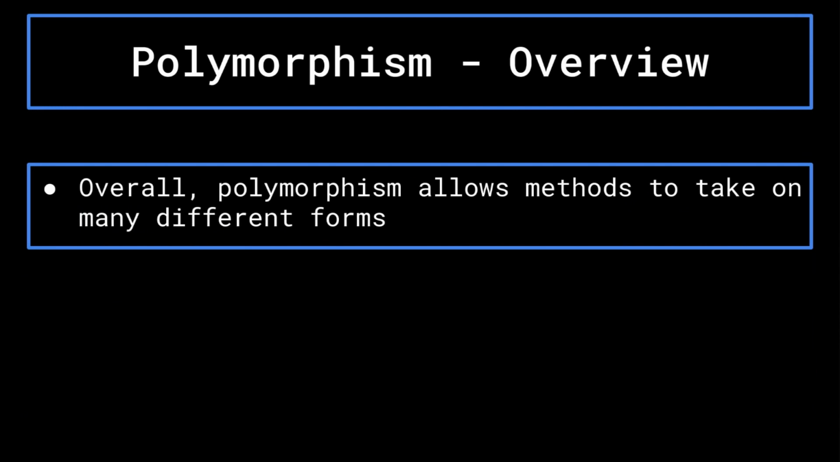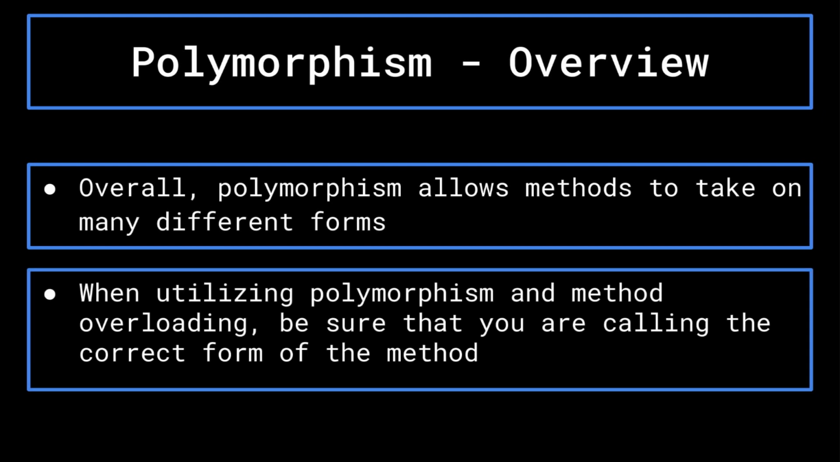Overall, polymorphism simply allows methods to take on many different forms. It can be very useful in that it allows methods of the same name to exist both in the same class and in different classes. However, you must be careful to ensure that you are calling the correct form of the method that you want so your program can function as intended.